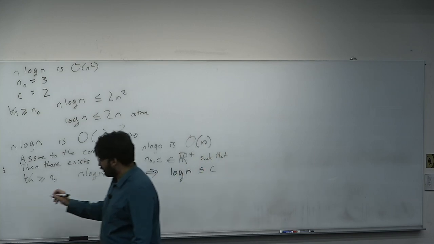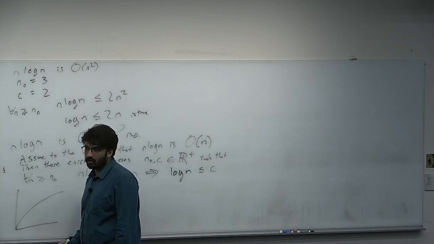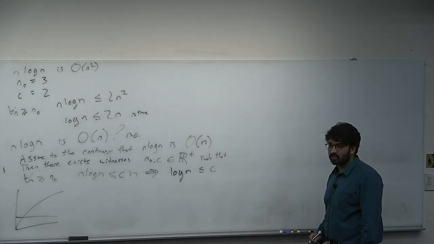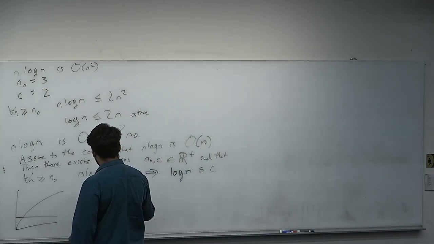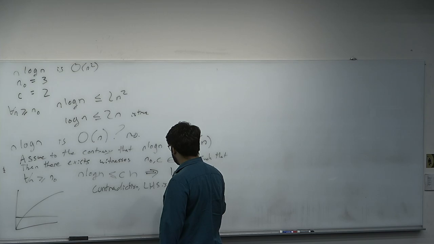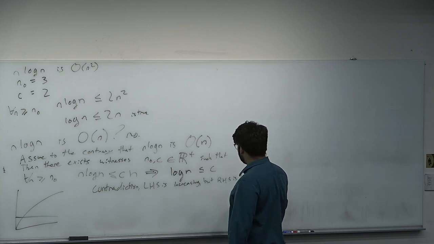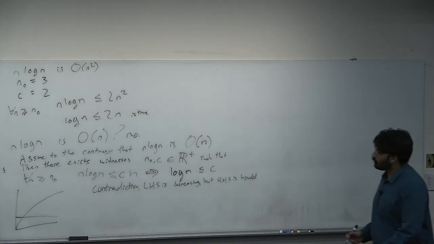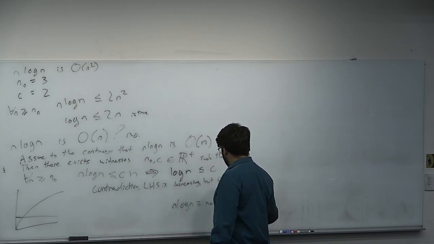Pictorially, and again, a picture is not a proof, that's log of n. Log of n is monotonically increasing. c is constant. For any such c, there exists an n such that log of n will outgrow that c. Contradiction. Left-hand side is increasing, in fact, increasing monotonically, but we can just say increasing. But right-hand side is bounded. Log of n is not a bounded function. That's our contradiction. Therefore, we know that n log n is not O of n.